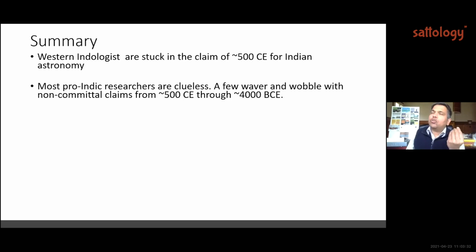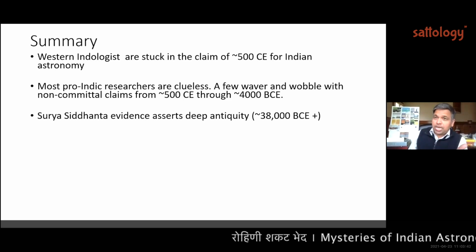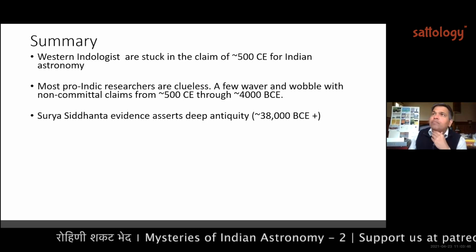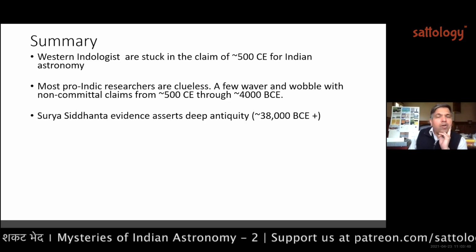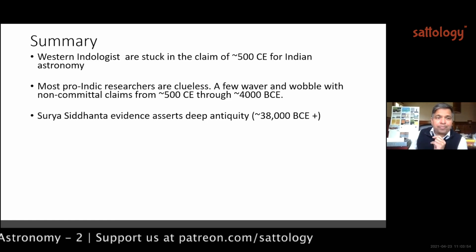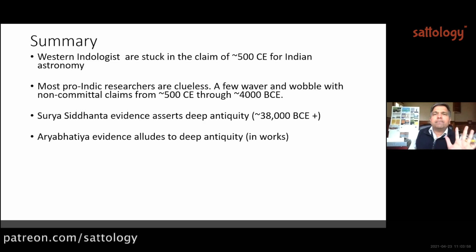If you just look at the Rohini Shakata Bhed, what is it showing you? In other references, I have shown the Surya Siddhanta and Mrs. Roopa Bhati, her research. I don't know if she discussed with you the latitude of Agastya star, because that takes us to 38,000 BCE. Aryabhatiya also is a very old text. Right now, everyone thinks it is 1500 years old. Okay, just like their Surya Siddhanta, they thought 100 years ago. Everyone thinks Aryabhatiya is 1500 years old.